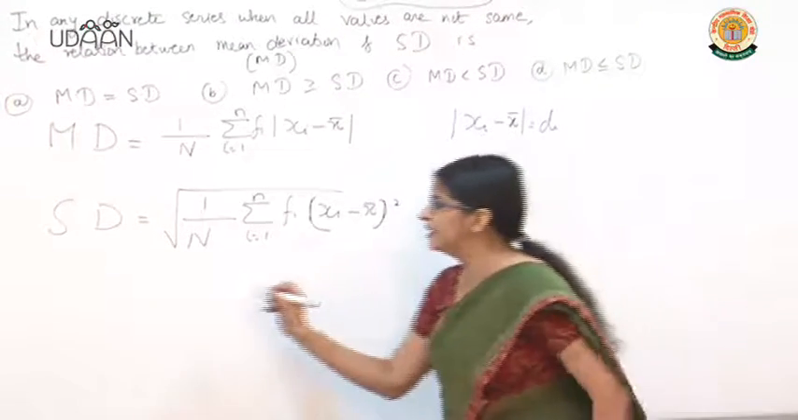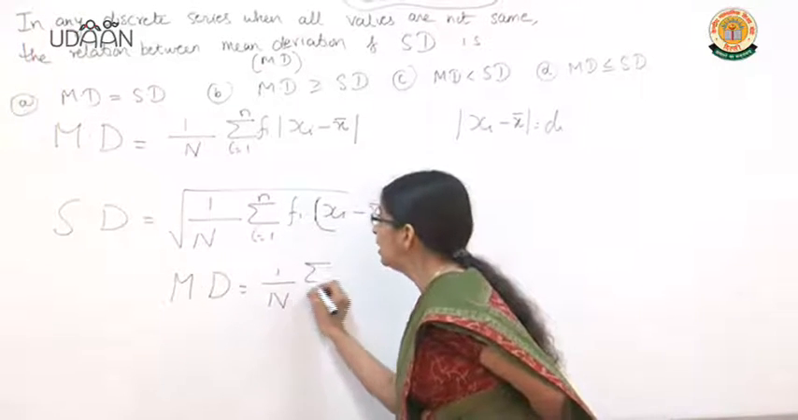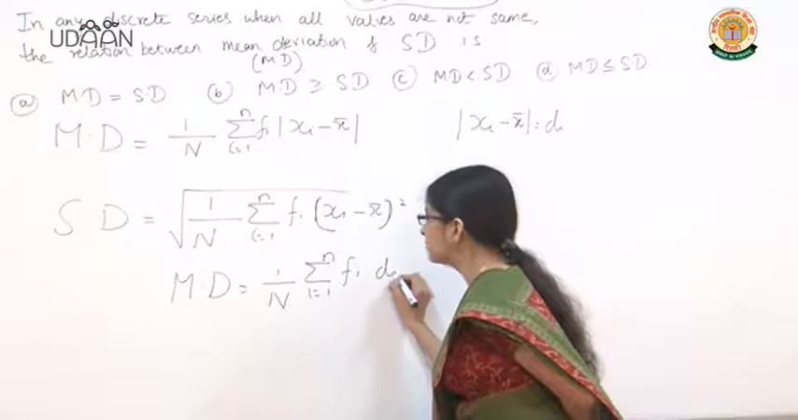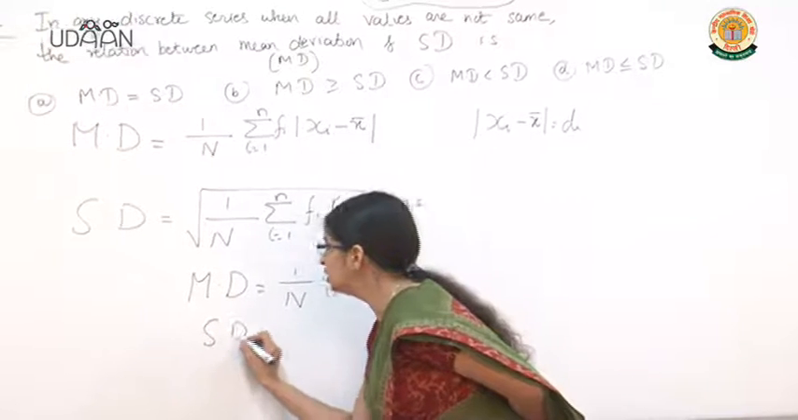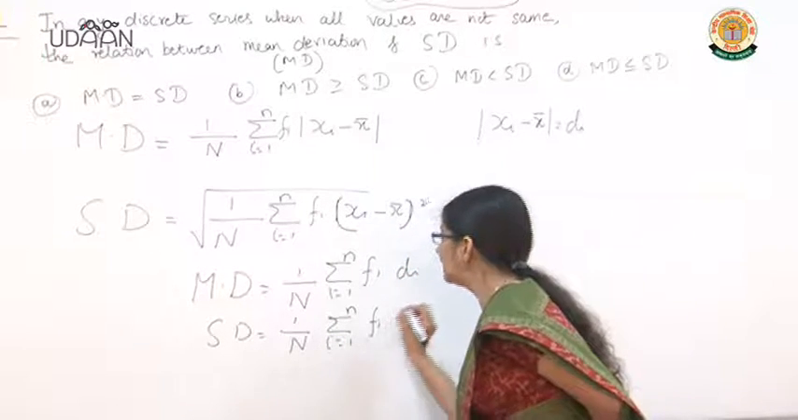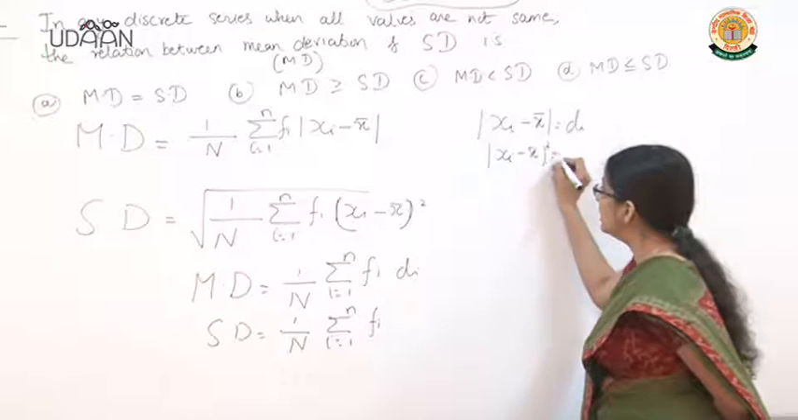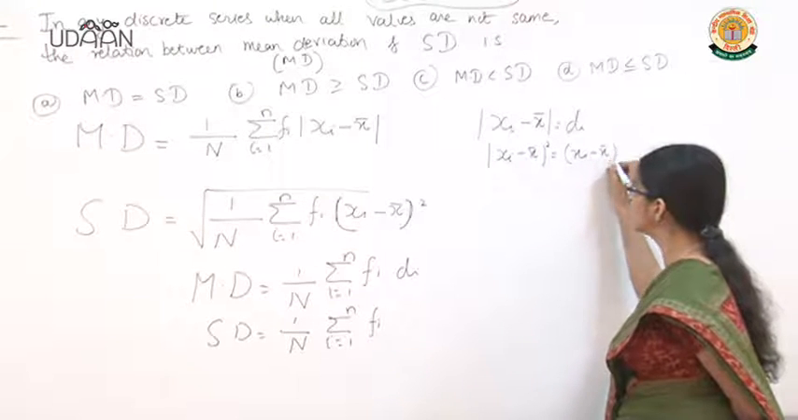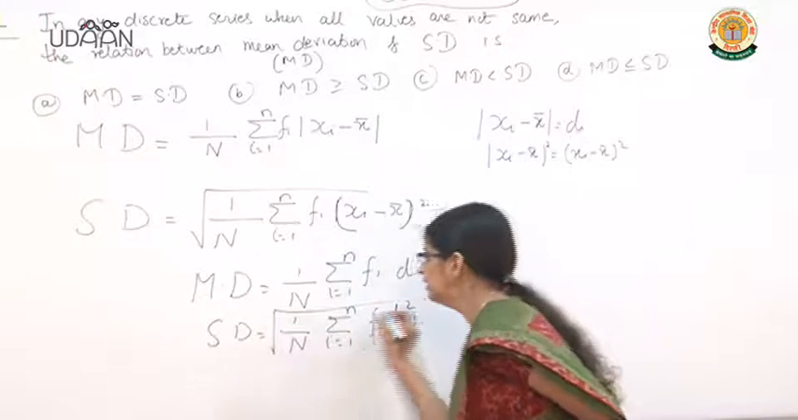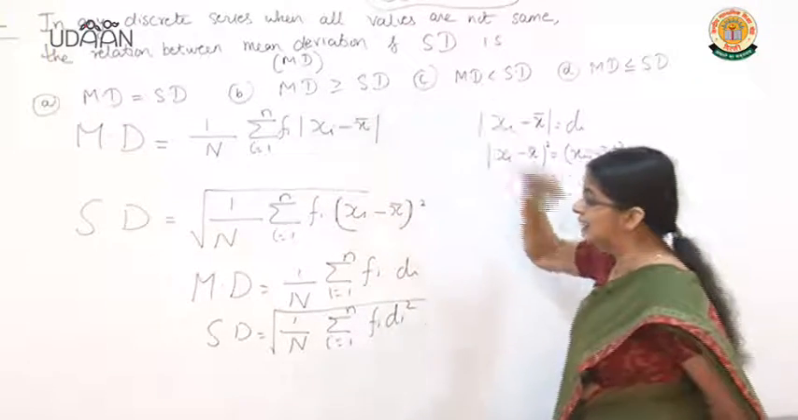So, what is our mean deviation now? Mean deviation is given by 1 by n sigma i varies from 1 to n of fi into di, and what is standard deviation? 1 by n sigma i varies from 1 to n fi into, look, mod xi minus x bar whole square is the same as xi minus x bar whole square. So, I can write it as di square inside the radical.